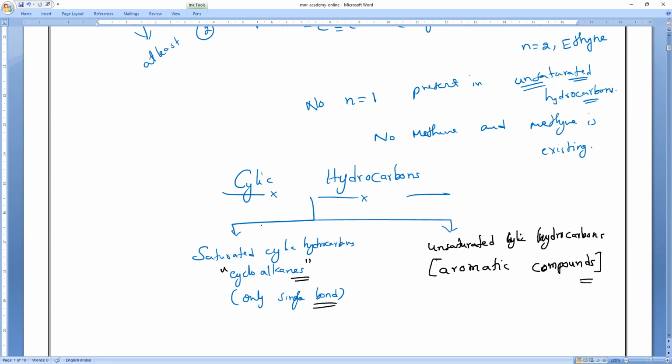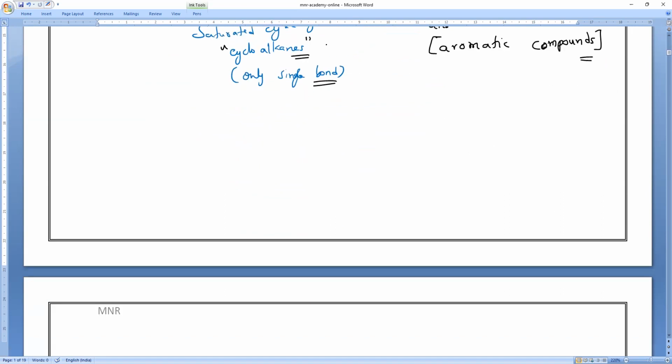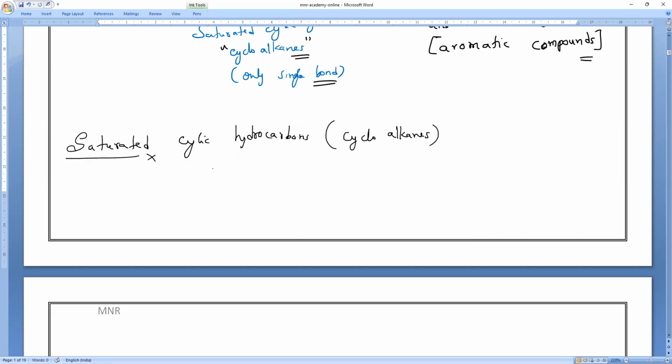Now, let us start from the saturated cyclic hydrocarbons. Only talking about saturated cyclic hydrocarbons. What else do we call saturated cyclic hydrocarbons, everybody? We call them cycloalkanes. Now, the general formula is most important and you have to be very careful in this part.